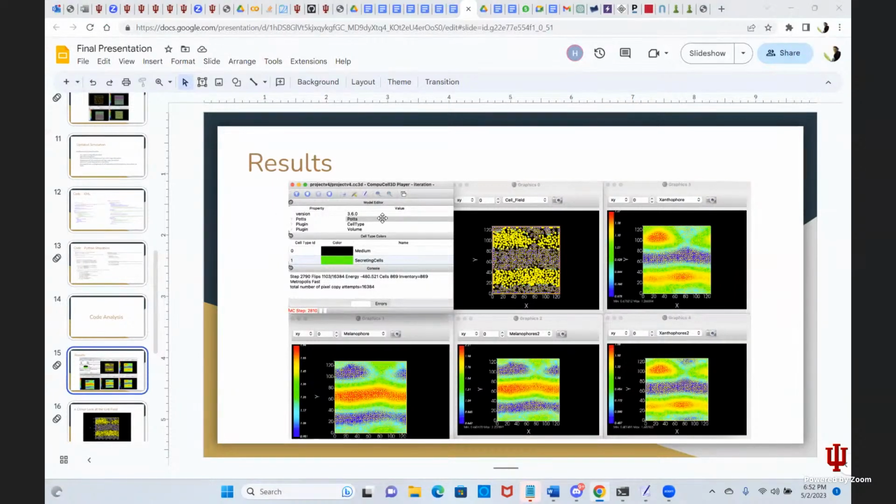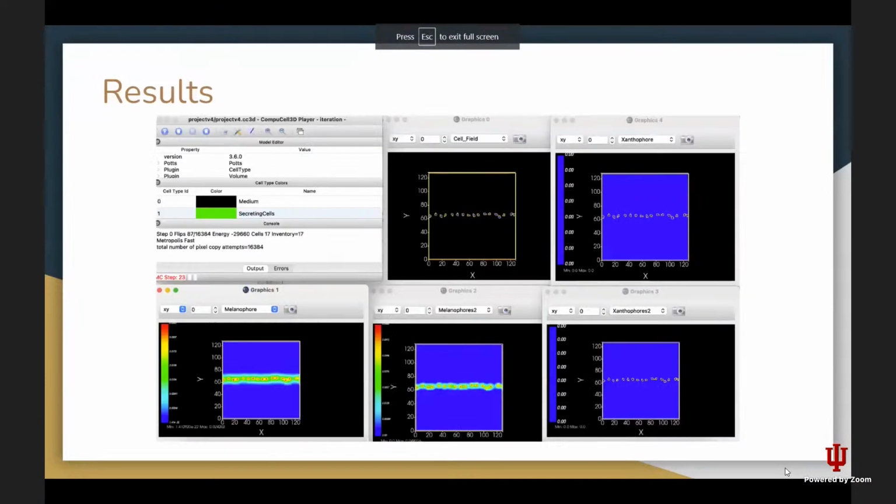All right. So here are the new updated results. This is the output. The top middle is the cell field, the actual cells, which is the main output we're looking at. Then we have those four different chemical fields, the short and long range chemical fields for both the xanthophores and melanophores.